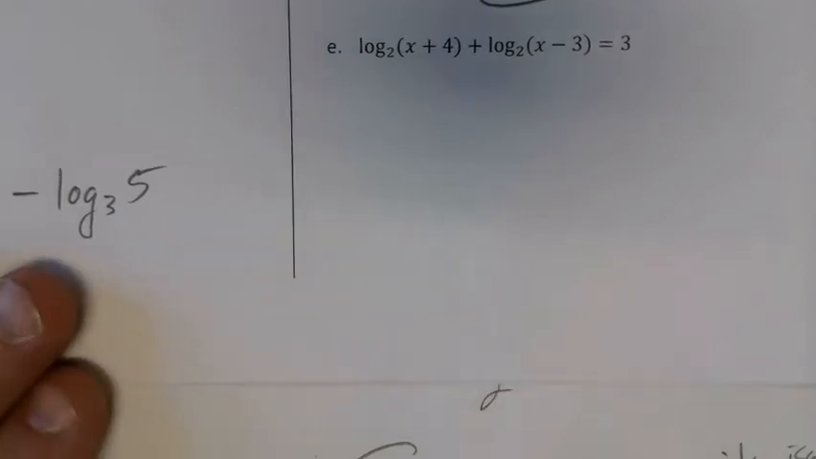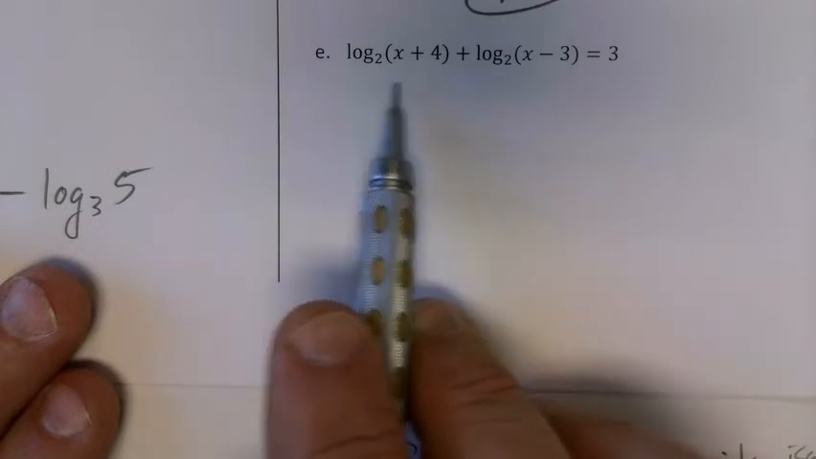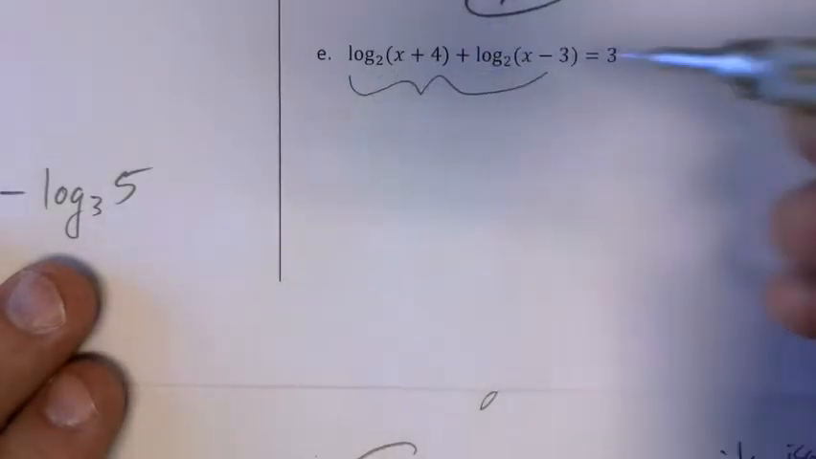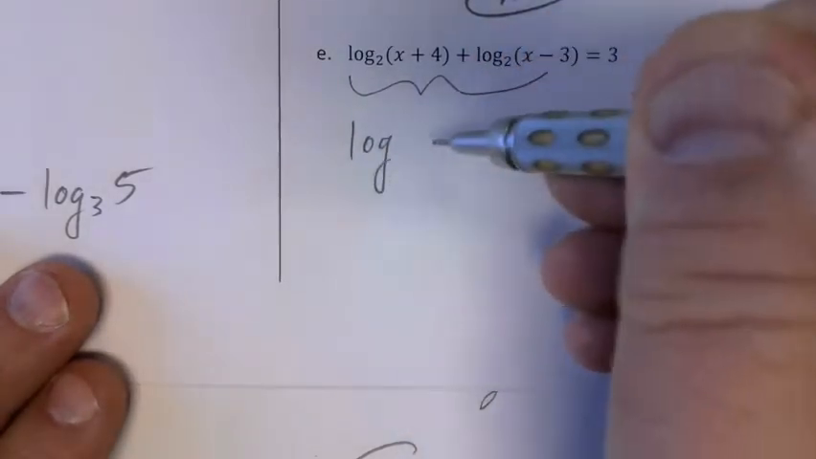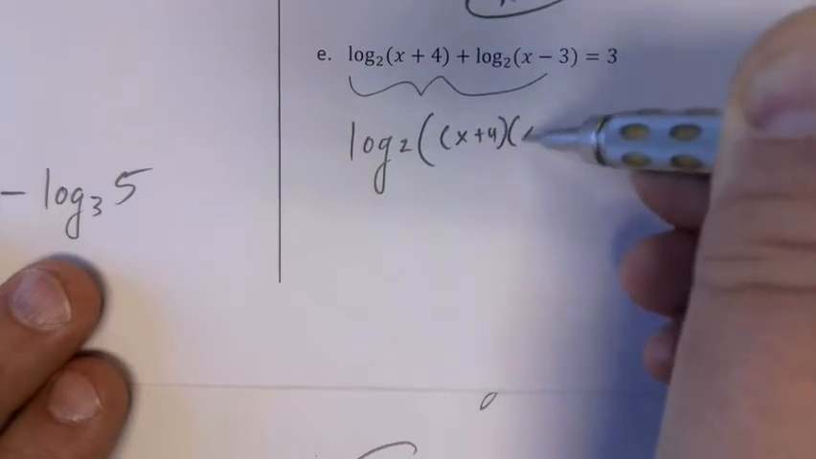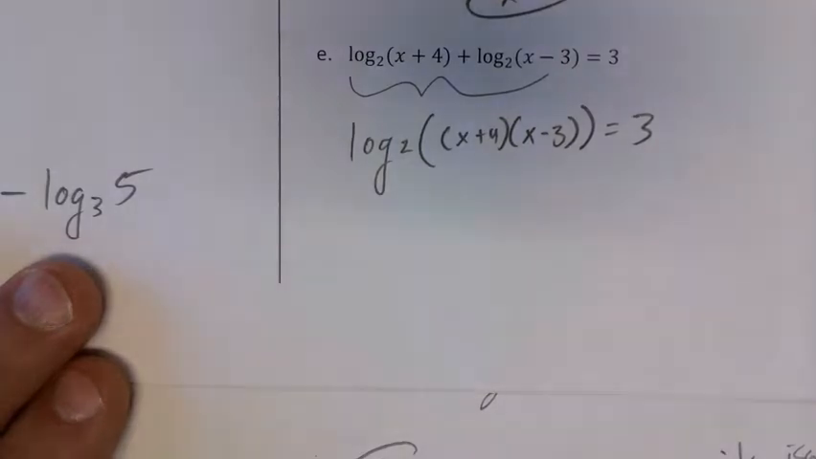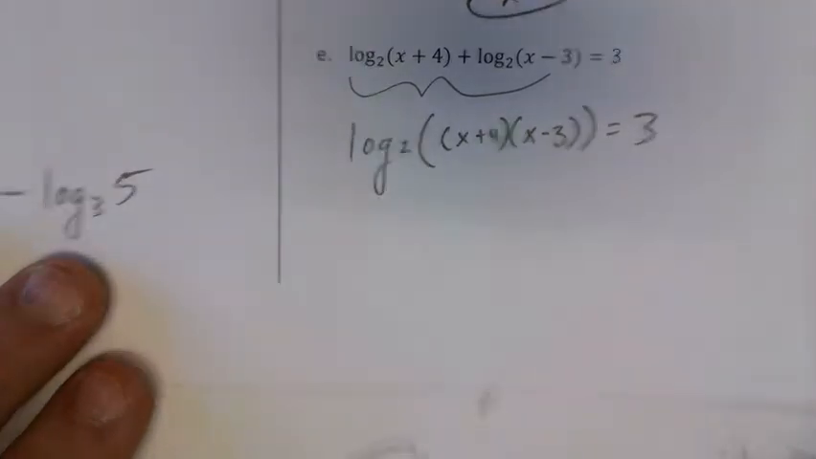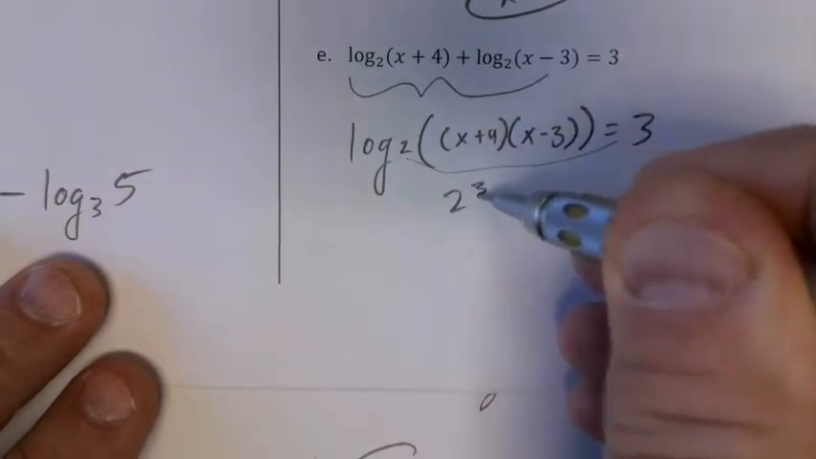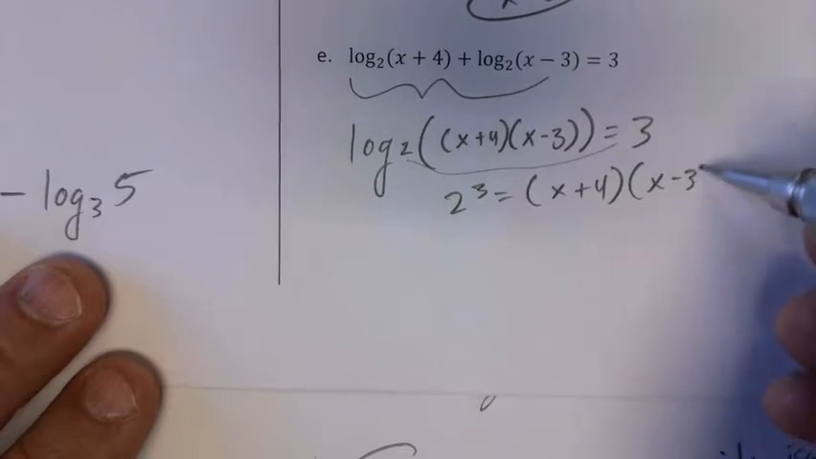Cool. Okay, now, last problem here on this first page. Okay, log base 2 of x plus 4 plus log base 2 of x minus 3 equals 3. I can't isolate this except by combining. If I combine this, I get the log base 2 of (x plus 4) times (x minus 3), because remember, if I have a log plus a log, I combine them by multiplying the insides. Now I can rewrite this. 2 to the power of 3 equals (x plus 4) times (x minus 3), right?